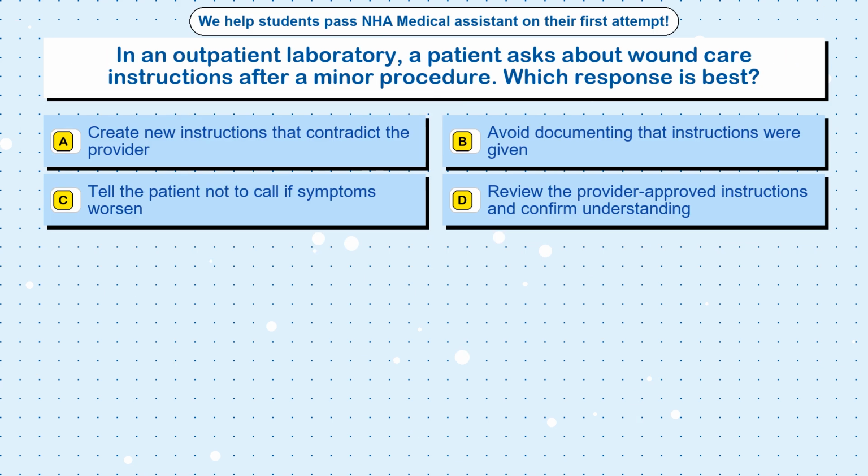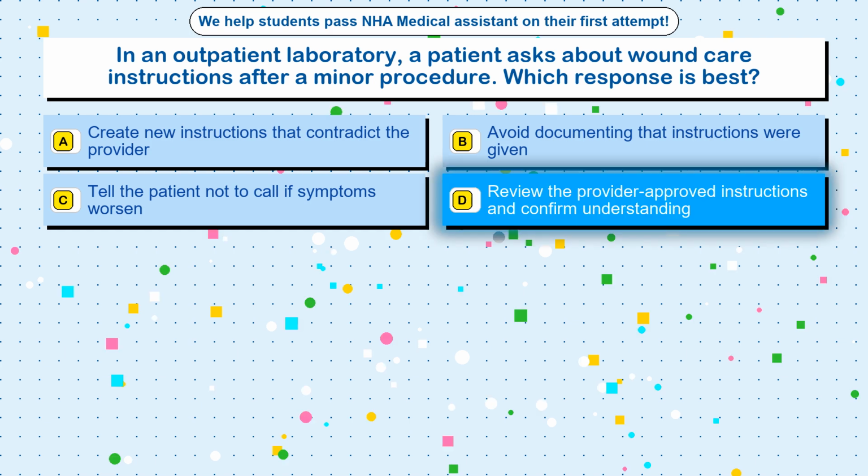Question 97. In an outpatient laboratory, a patient asks about wound care instructions after a minor procedure. Which response is best? Option A, create new instructions that contradict the provider. Option B, avoid documenting that instructions were given. Option C, tell the patient not to call if symptoms worsen. Option D, review the provider-approved instructions and confirm understanding.